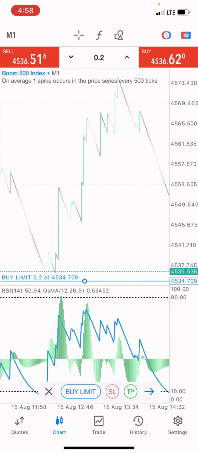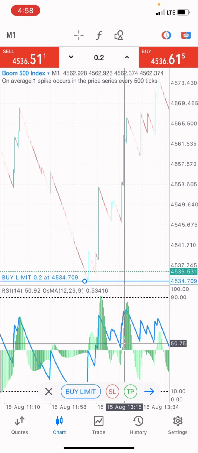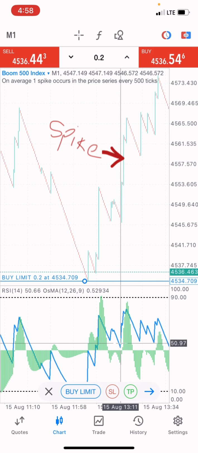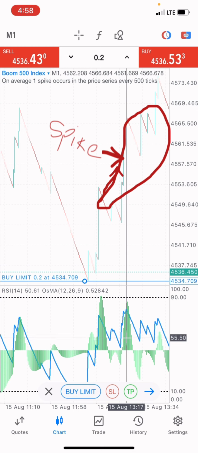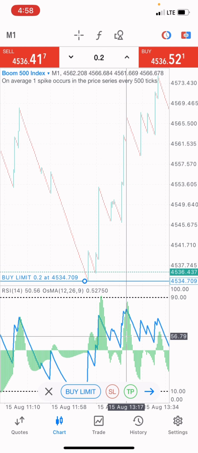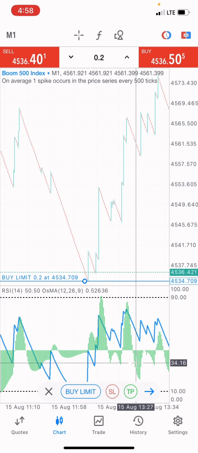If you can see at this point right here, during an uptrend, there were a lot of spikes. You can see an uptrend also right here, and there's a lot of spikes. Then this is the downtrend.